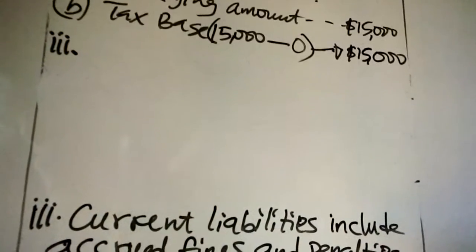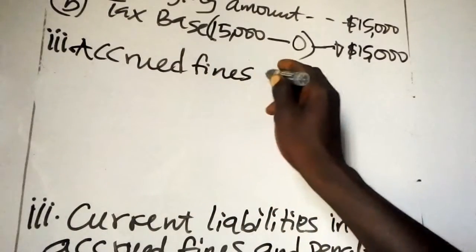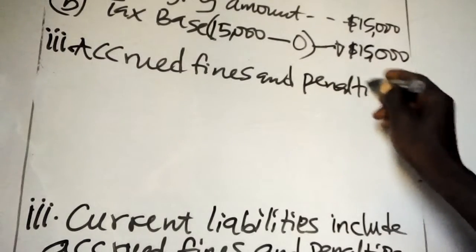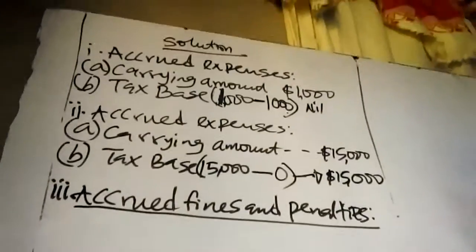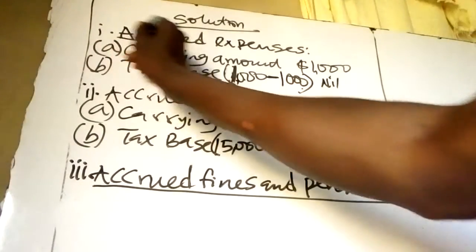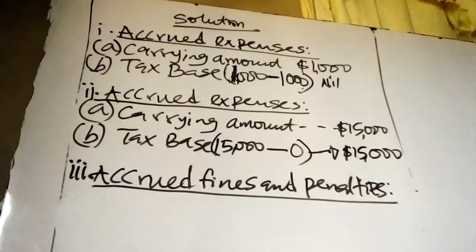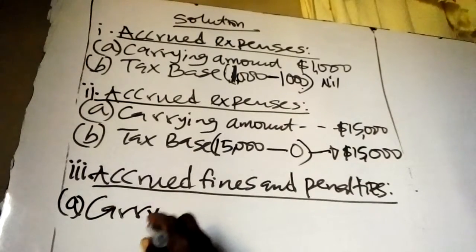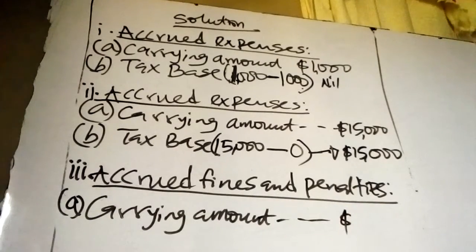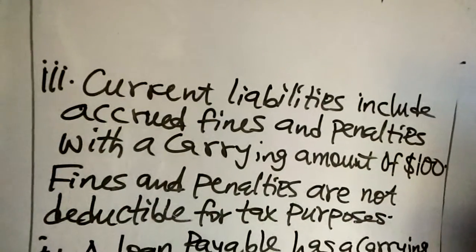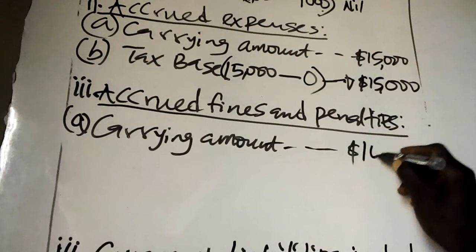That is note 3. We have accrued fines and penalties, which has been included in the current liabilities. Accrued fines and penalty. So note 3 now, accrued fines and penalties. The carrying amount, how much has been included in the statement of financial position, and that has been given to be carrying amount of $100. So the carrying amount of accrued fines and penalty is $100.